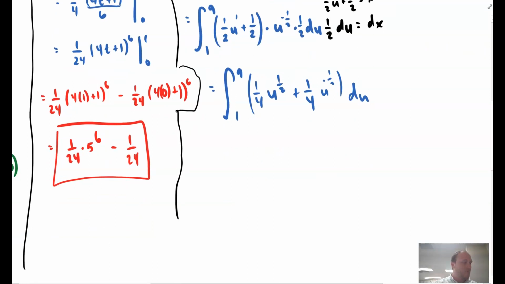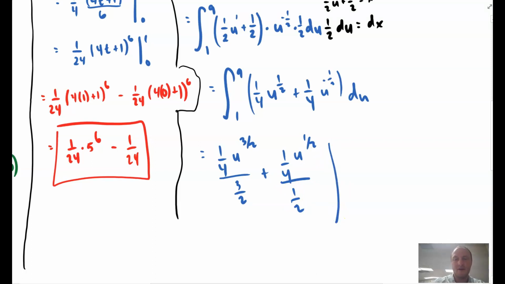Okay, so now we are ready to integrate, and we'll go ahead and do that. So we get 1/4 u to the power of 3/2, and all this is divided by 3/2, plus 1/4 u to the power of 1/2 divided by 1/2. Okay, and we want to evaluate from 1 to 9.